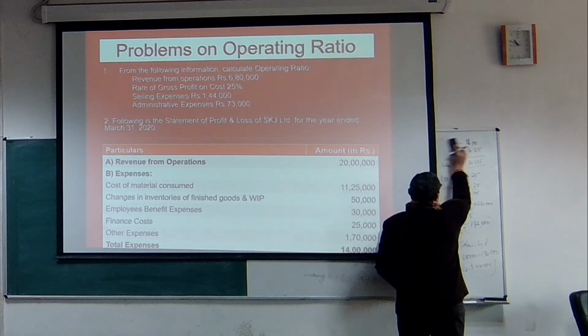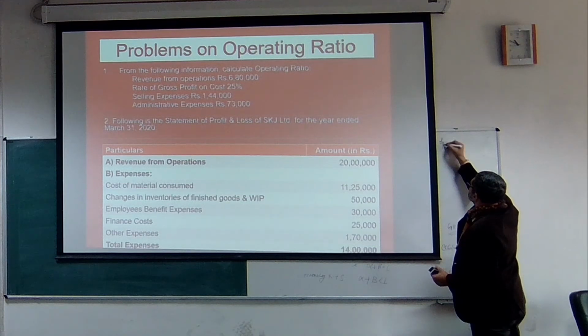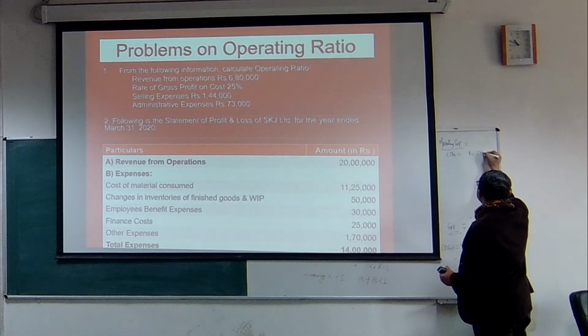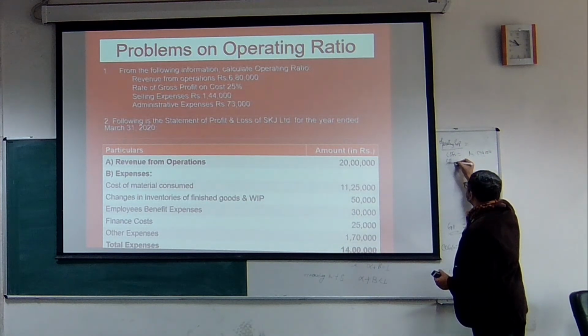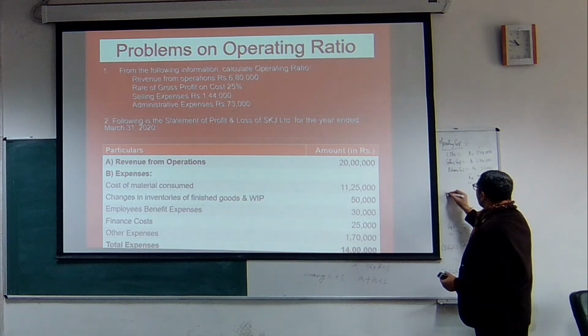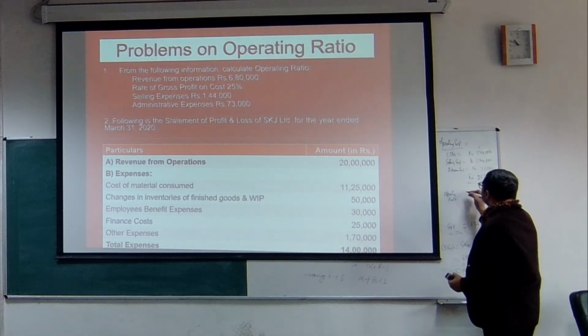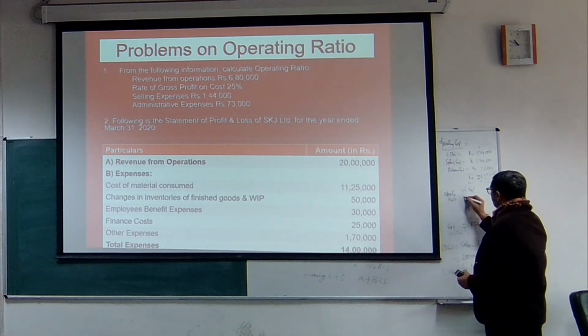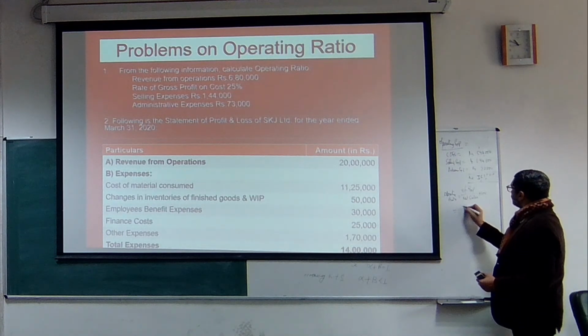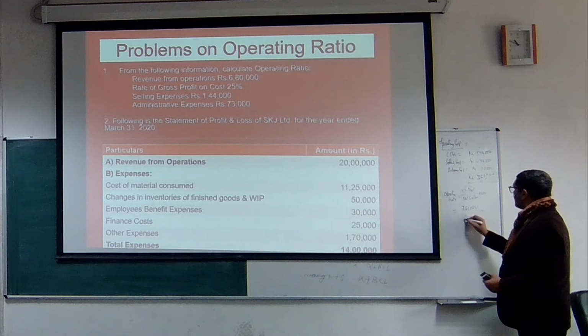Okay. So operating expense is equal to cost of goods sold, which is equal to rupees 5,44,000. Selling expenses is equal to rupees 1,44,000, and admin expenses is equal to rupees 73,000. So the total, if you see, 7,61,000. Right? This is your operating expense. Apply the formula. Operating ratio is equal to operating expense upon net sales into 100, right? Which is equal to 7,61,000 divided by sales 6,80,000 into 100.